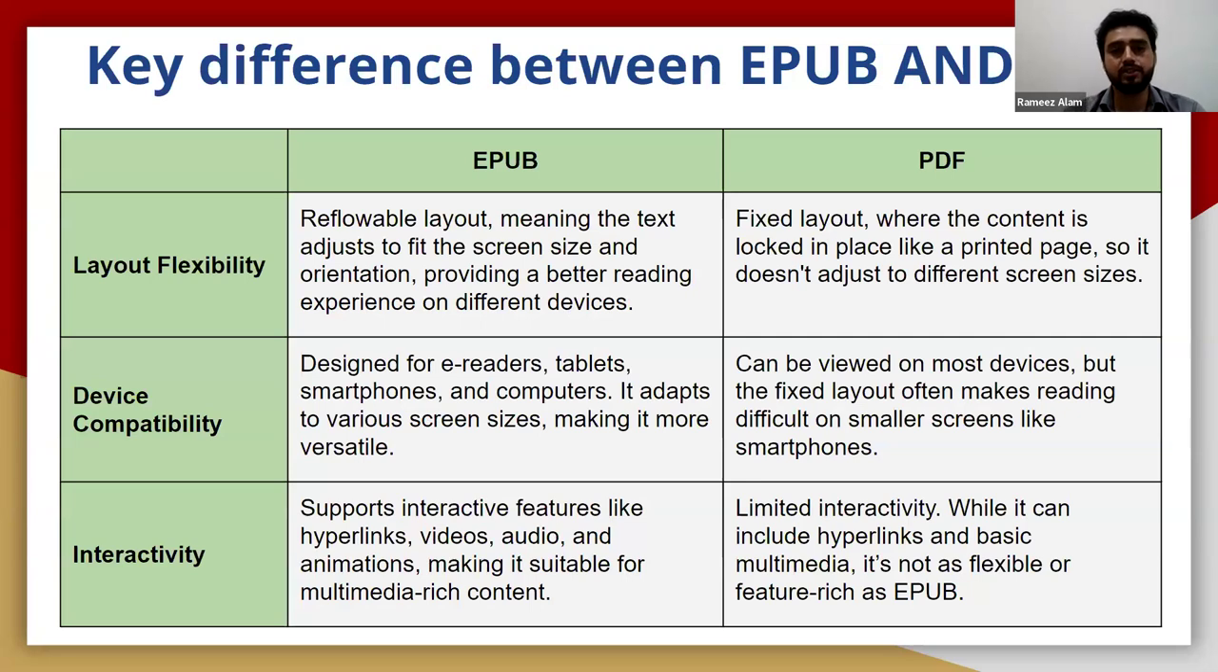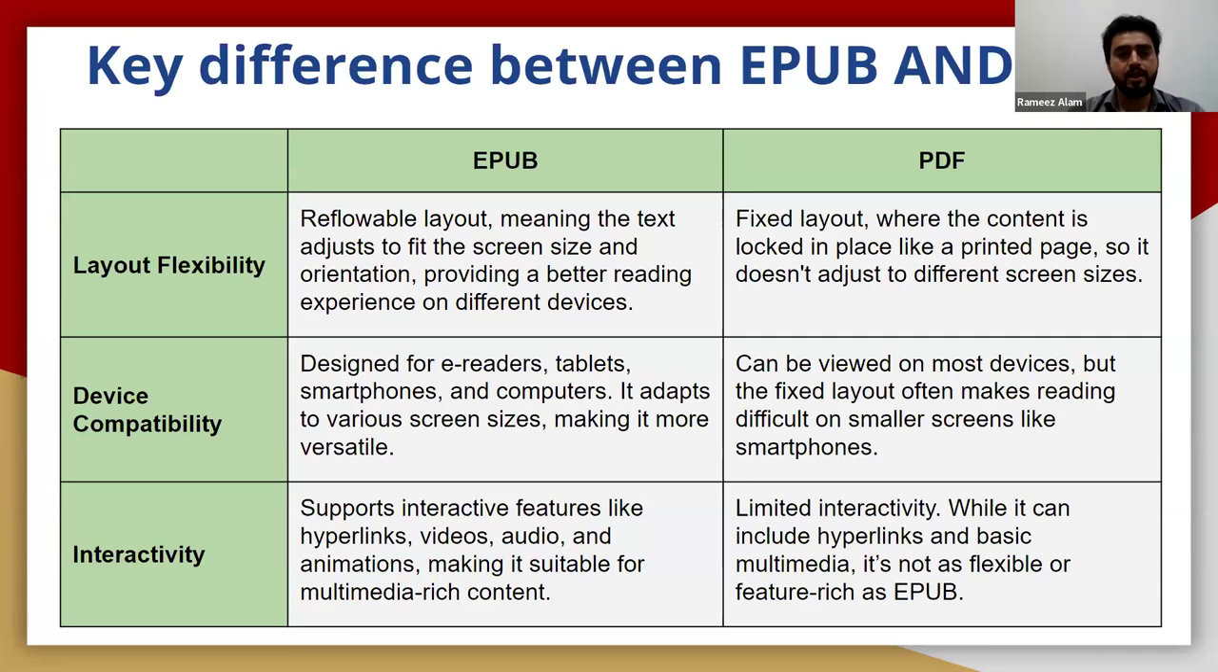Now we can see the differences between EPUB and PDF. Layout flexibility. EPUB provides a reflowable layout, meaning the text adjusts to fit the screen size and orientation, providing a better reading experience on different devices. On the other hand, a PDF provides a fixed layout where the content is locked in place like a printed page, so it does not adjust to different screen sizes.